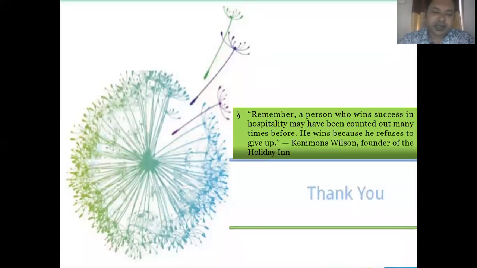And this is the end of my session. I'm going to close my session with a quote. Remember, a person who wins success in hospitality may have been counted out many times before he wins, because he refuses to give up. Kemmons Wilson, founder of Holiday Inn, said these words.